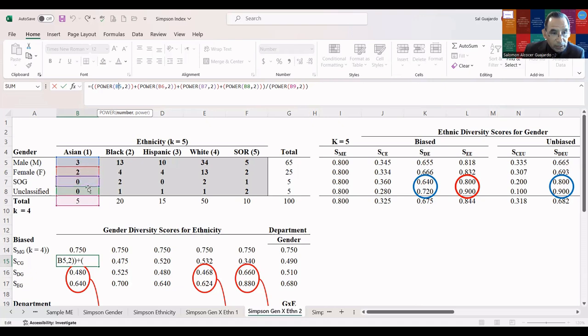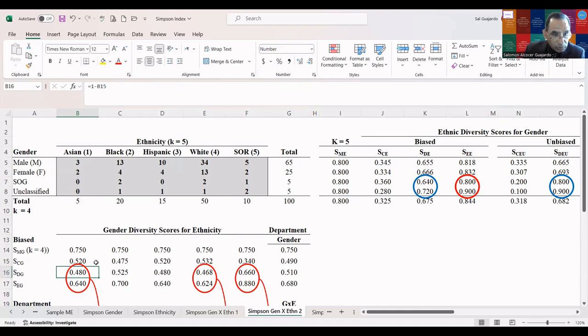And then when I add the product of each cell, I'm going to have to divide that by 5 times 5, or using the power function, POWER(B9, 2). So that gives me a concentration score of 0.52, which means that if I randomly select 2 Asians, they will be of the same gender group. And then I can just drag those formulas across the row, and that gives me the concentration score for each ethnic group by gender.